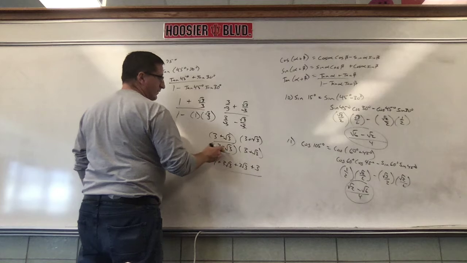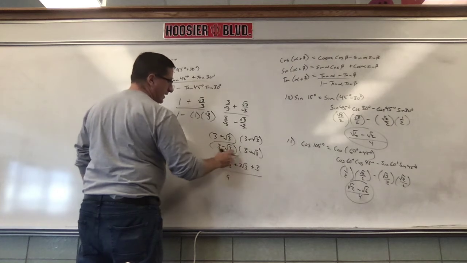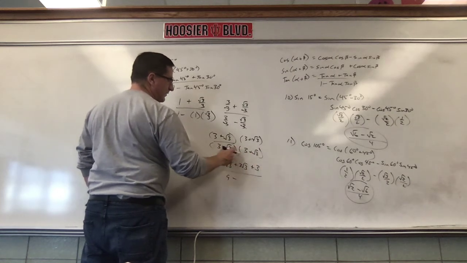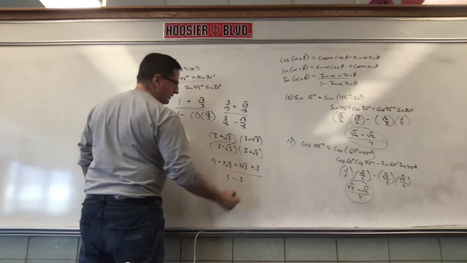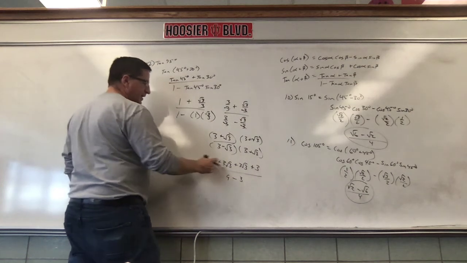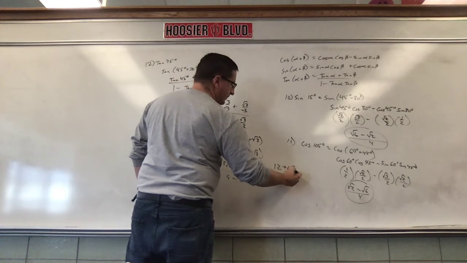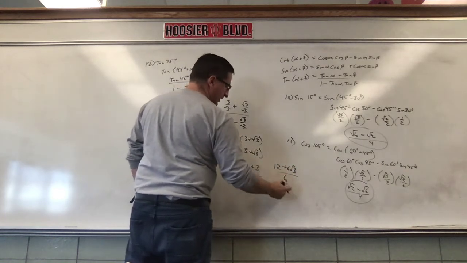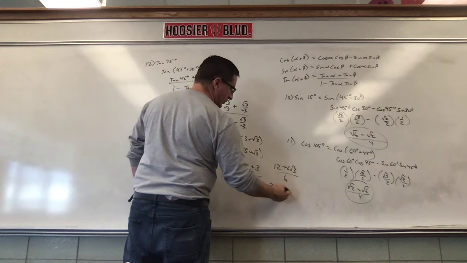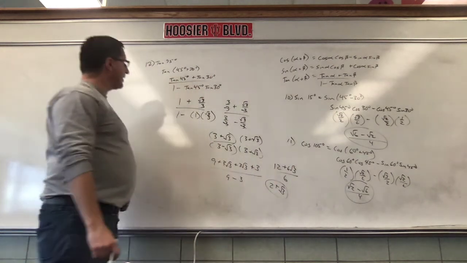When we do conjugates, we just do our first and our last. 3 times 3 is 9. Last, negative times positive is a negative. Radical 3 times radical 3 is radical 9, which is 3. Clean this up. 9 and 3 is 12. 3 radical 3 and 3 radical 3 is 6 radical 3's, over 9 minus 3 is 6. Divide each of these by 6, you have 2 plus 1 radical 3. So 2 plus radical 3.